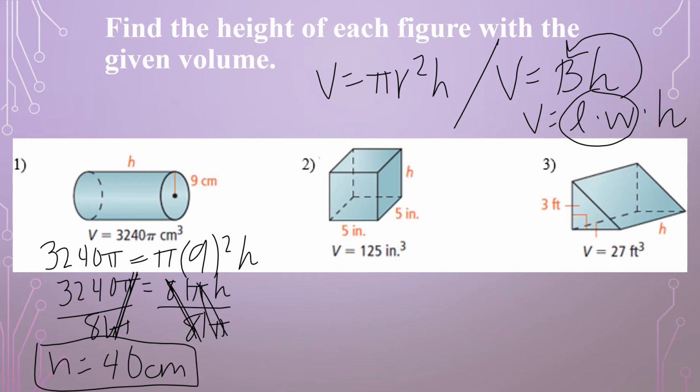Then for number 2, this could be a cube. It could be a square prism. We don't know until we figure out what h is.